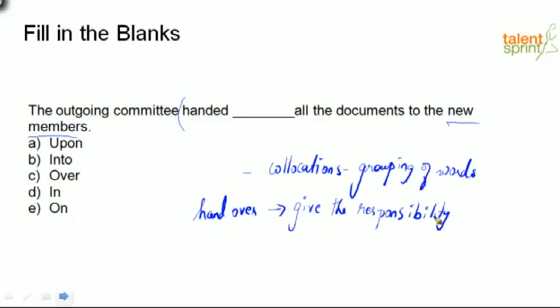So we paid attention to the context. We focused on the key phrase, that is, these documents are being given to the new members, which means this particular responsibility that the outgoing committee had with the documents has been given to, or handed over to, the new members. So give the responsibility, which could be either a position or a power of responsibility. That's what you give. You give this to somebody. So the option is option C.